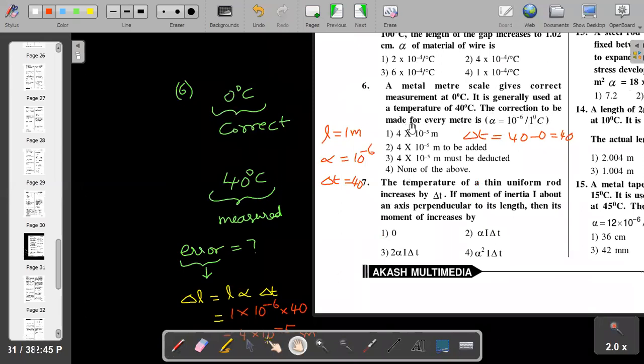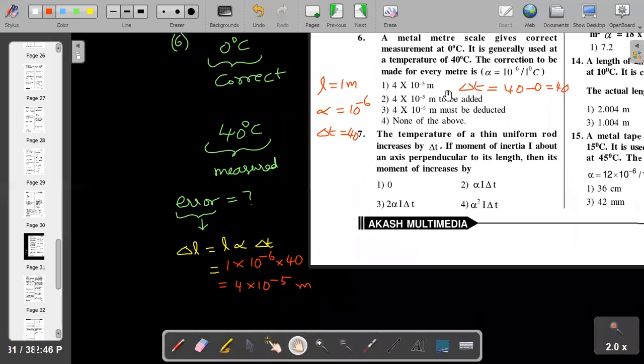And the correction to be made for every 1 meter, they're asking. So I have taken length as 1 meter. They provided alpha value as 10 power minus 6. And temperature difference, I can take it as 40, that is 40 minus 0. Here, what they are asking, correction, is nothing but error.